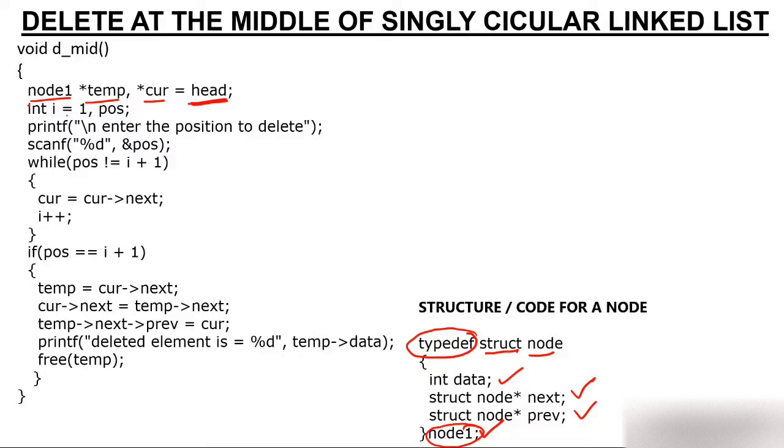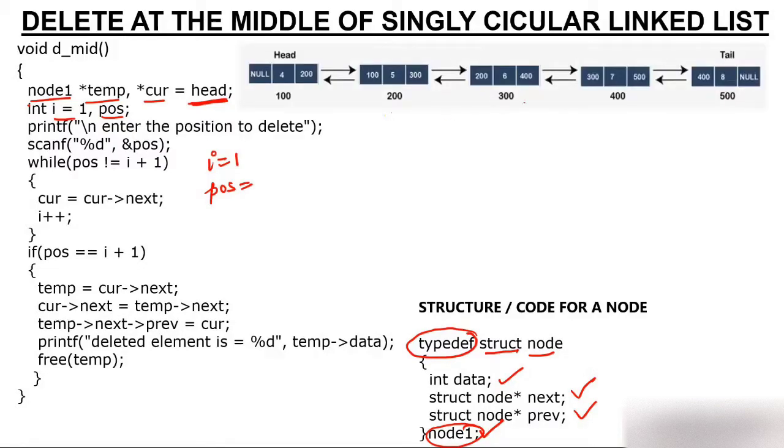I have created two variables, i and position. Position needs to be initialized, so I have asked the user to enter the position to delete. Now suppose you have a linked list, and I'm asking the user which position they want to delete. Suppose the user says the third position, that is, you want to delete this third node. So what will happen actually? The moment I have to delete this third node, what will I do?